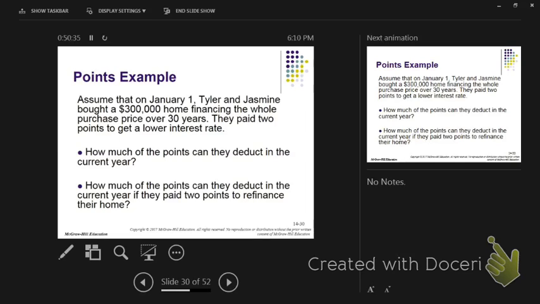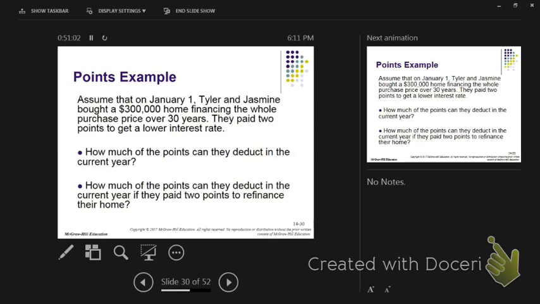So if it's 2 points to get the interest rates lower, how much of the points can they deduct in this year? What did we say a point was worth? 1%. So they paid $6,000. Now, how much of the points could they deduct in the current year if they paid 2 points to refinance?